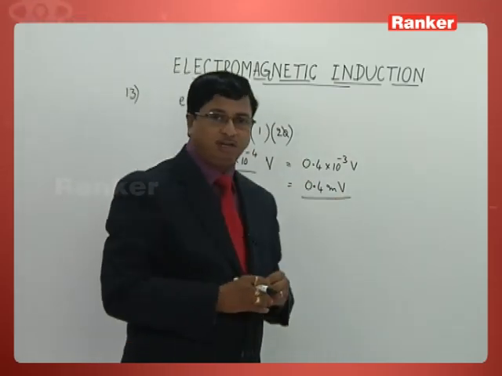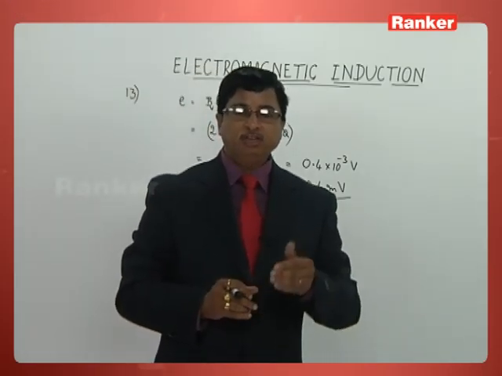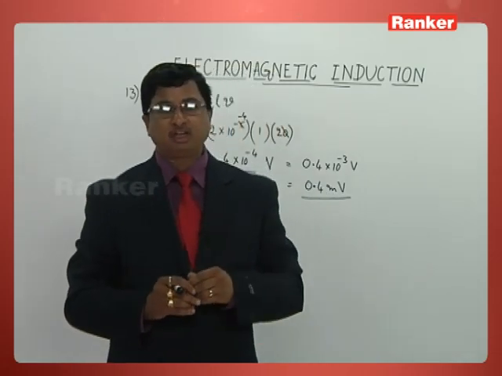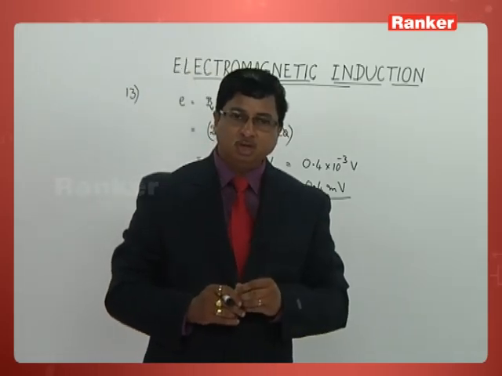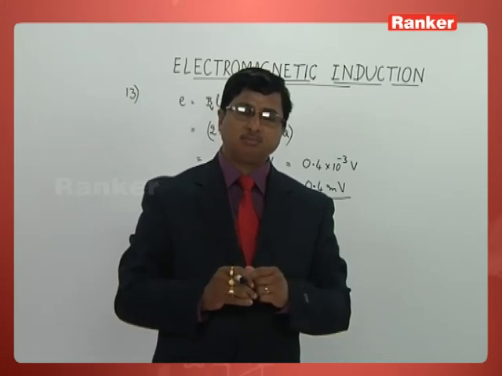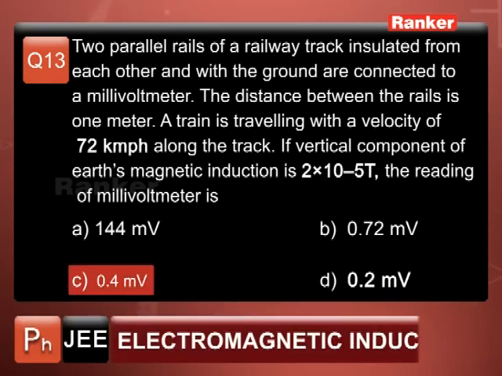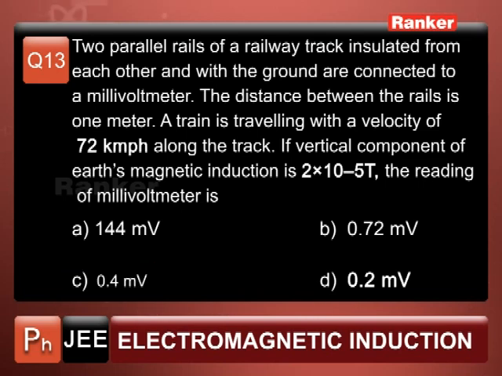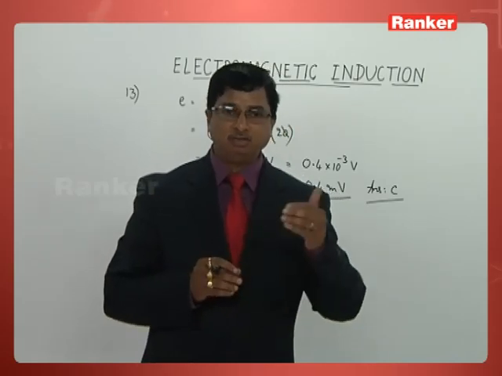So the options: 144 millivolt is the first option, 0.72 millivolt the second option, 0.4 millivolt the third option, 0.2 millivolt the fourth option. Which is the correct option over here? 0.4 millivolt, so the answer is C, given in the 4 options of this particular problem. So 0.4 millivolt, which is the third option, is going to be true for this problem number 13, which we are having in this order.